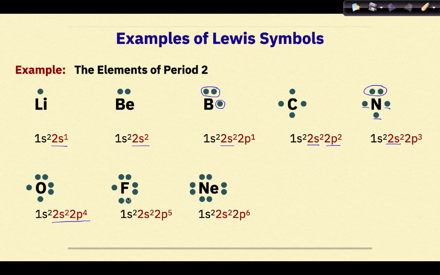Fluorine has 7 valence electrons represented in the electron configuration as 2s2, 2p5. And finally, neon has 8 valence electrons represented as 8 dots represented in the electron configuration in the highest principal energy level as 2s2, 2p6, where the 2 and the 6 are added together to get 8.